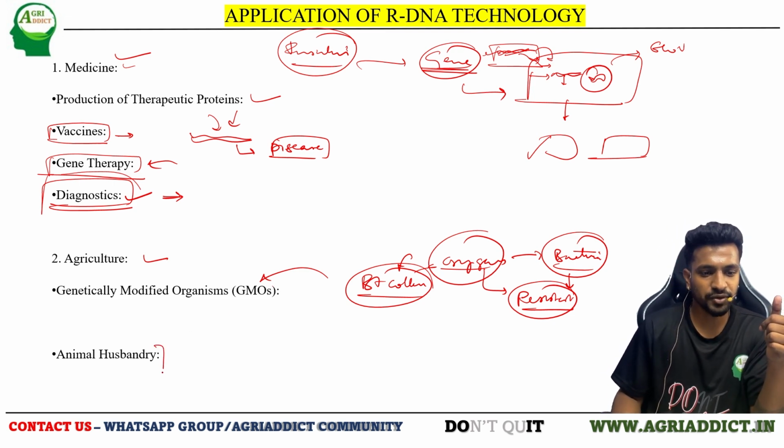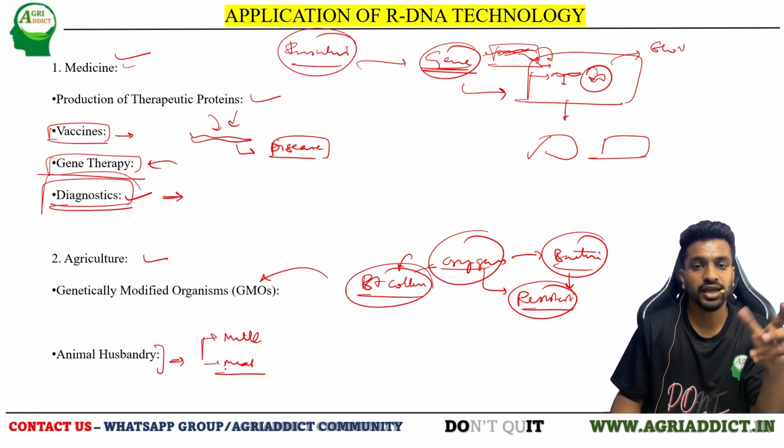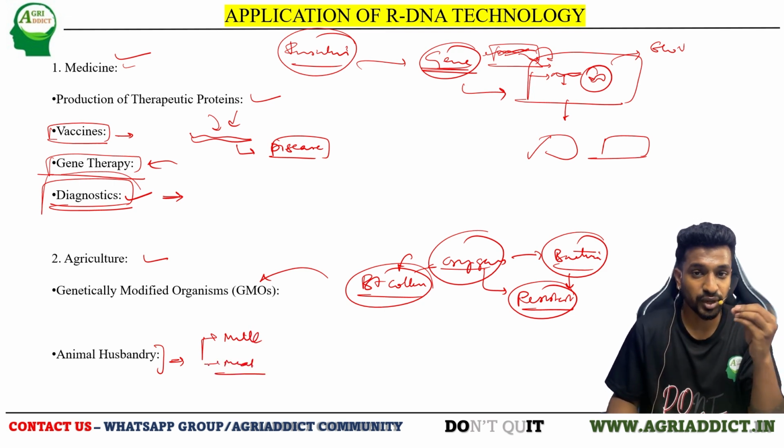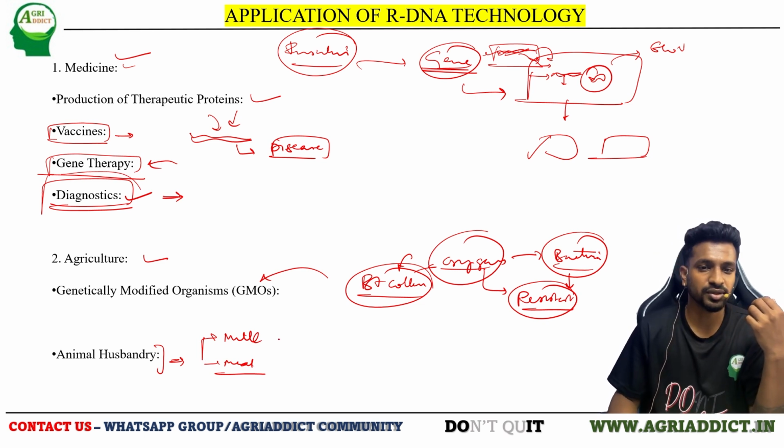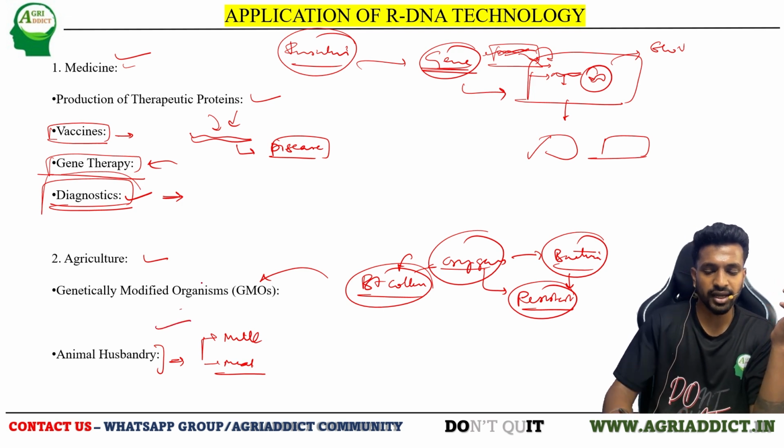Next, similarly, if you want to incorporate any disease resistance, or if you want to enhance the milk production or the meat production, then we can take out the desirable genes from any organism and then incorporate them into the suitable or desirable animal. Okay, so this is in case of animal husbandry.